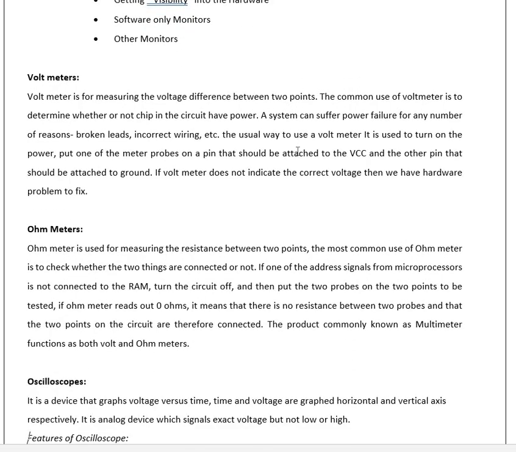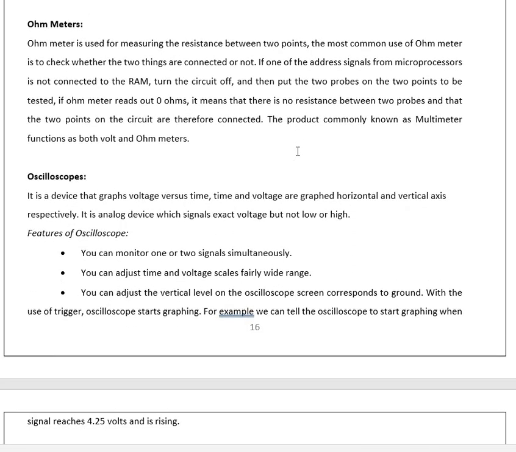Next, the ohmmeter. An ohmmeter is used for measuring the resistance between 2 points. The common use of an ohmmeter is to check whether two things are connected or not. For example, if one of the address signals from the microprocessor is not connected to the RAM, turn the circuit off. Then put the two probes on the 2 points to be tested. If the ohmmeter reads about 0 ohms, it means that there is no resistance between the two probes and that the 2 points on the circuit are therefore connected.